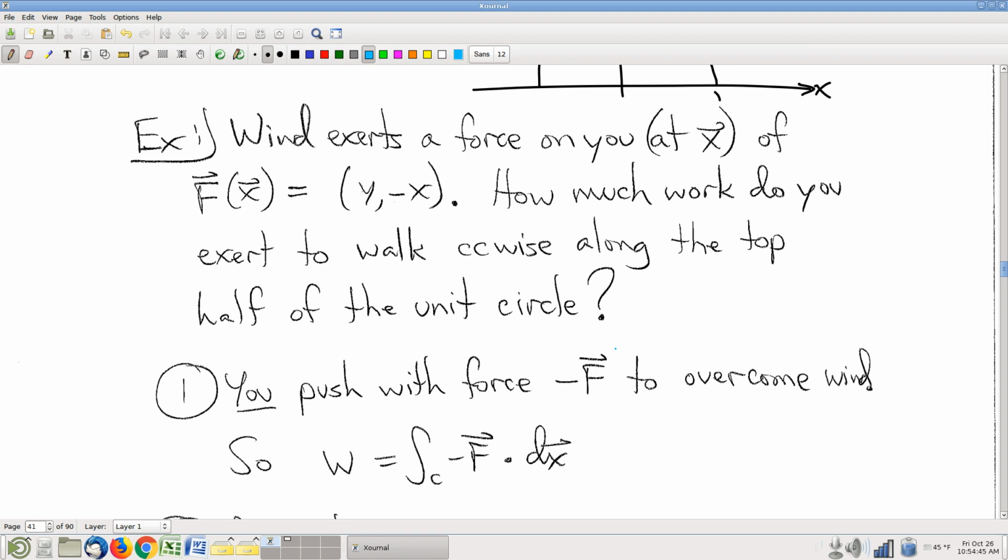So the integrand is negative f, not f. And let's talk about why that is. Why is it negative f? And it has to do with sort of equal and opposite forces.